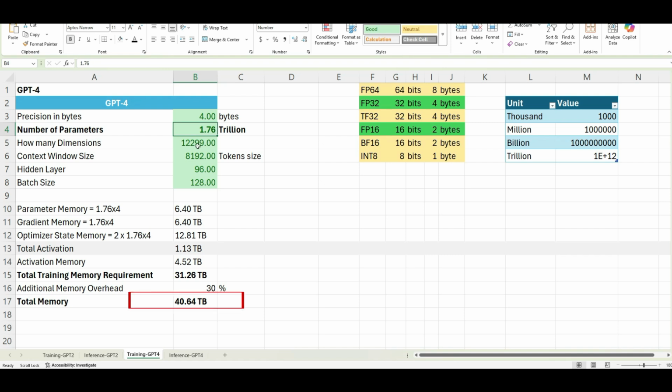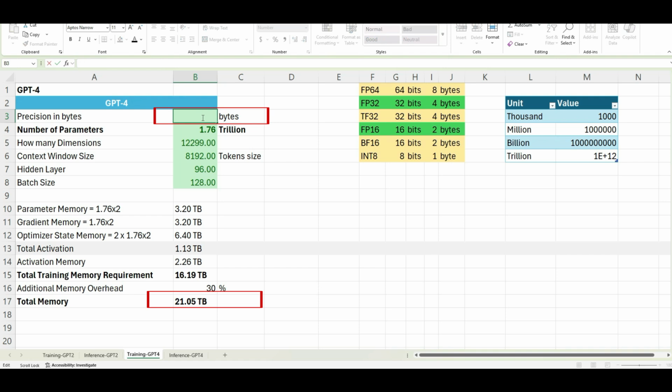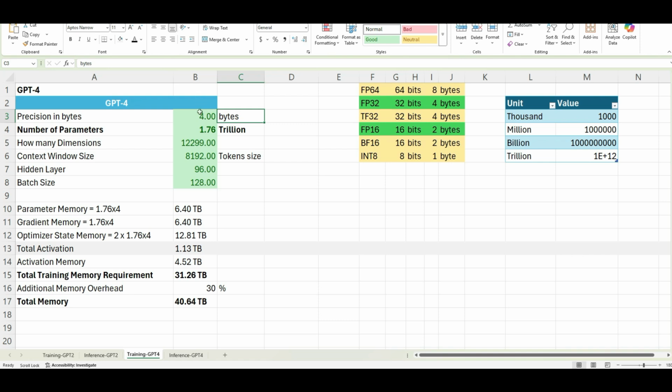By default, training is conducted using FP32 precision, 4 bytes per parameter, which requires roughly 40 terabytes of memory during training. Now let's quantize it to FP16, 2 bytes per parameter, and observe its effect on memory. The requirement drops from 40 terabytes to 20 terabytes, a 50% reduction. If we further reduce it to INT8, 1 byte per parameter, the memory requirement decreases from 20 terabytes to approximately 11 terabytes. This demonstrates the effect of quantization. Not only does quantization reduce memory consumption, but it also speeds up the training process by enabling more efficient computations.